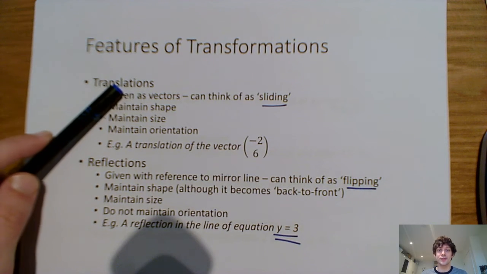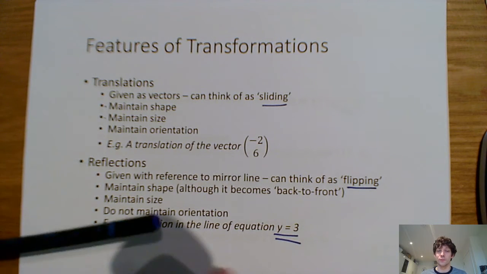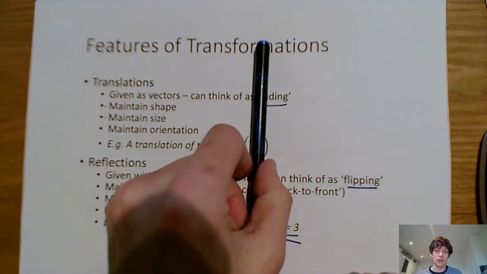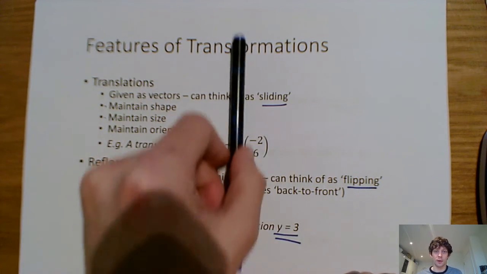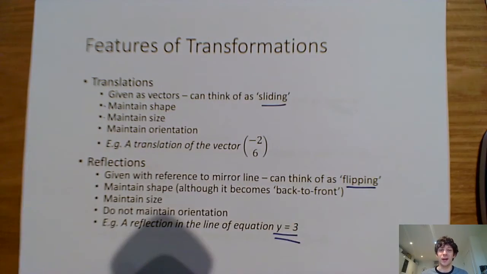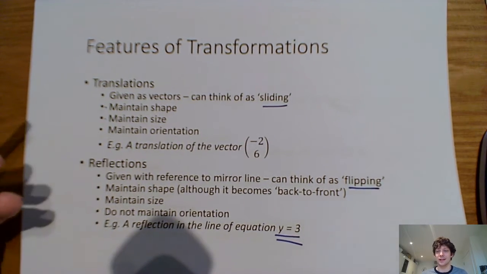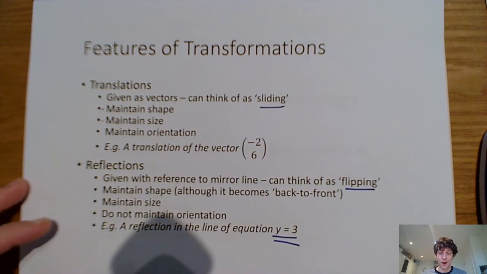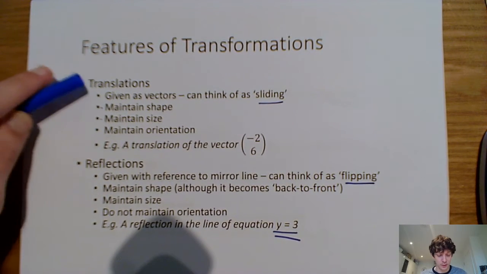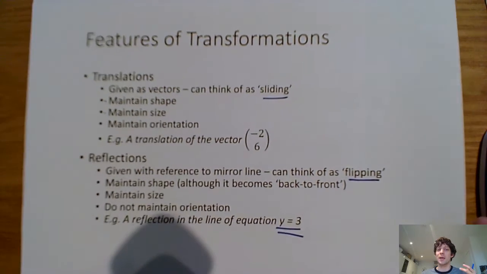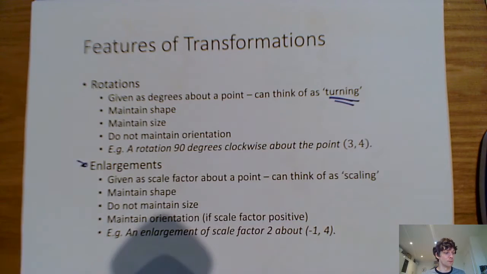A translation, we can think of as something sliding across the page. So it doesn't flip, it doesn't go back to front, it doesn't turn, it just moves. So it might move left or right, it might move up or down, it might move a mixture of both. But it is just moving across the page. So the informal word that I use for that is sliding. Again, we can't put that in exams. If we're answering a mathematical question on a type of transformation, we want to be using these words, translations, reflections. We can't say flip or slide, but that might be how intuitively we think about them.